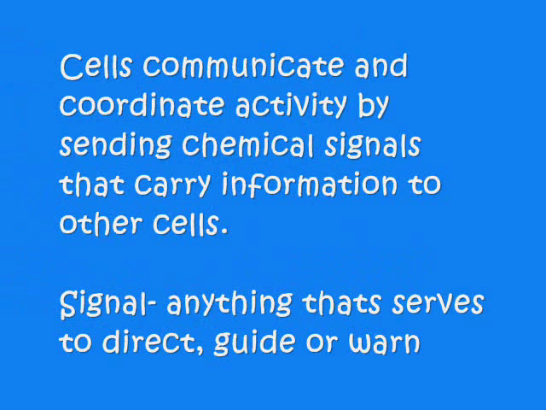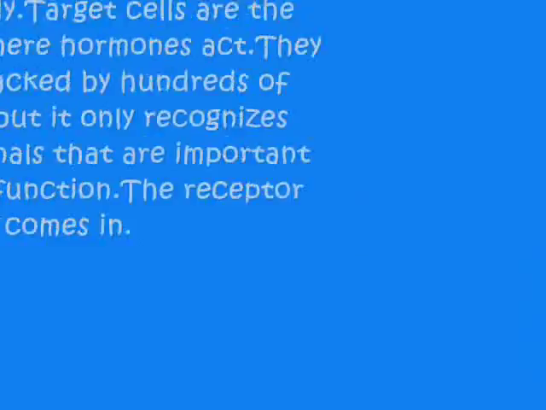Cells communicate and coordinate activity by sending chemical signals that carry information to other cells. The meaning of signal is anything that serves to direct, guide, or warn. Just read the following slides.